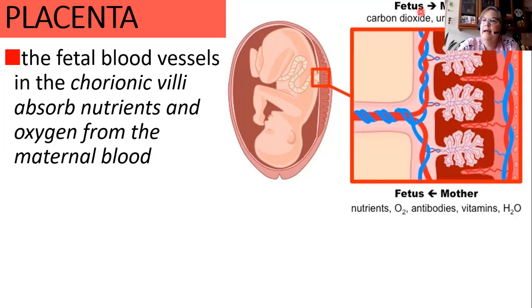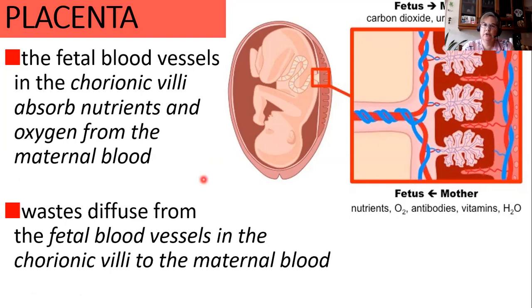So again, we want to look at where that exchange is happening, right? The waste products, carbon dioxide, urea, so anything that's extra is going to go to mom. And then the nutrients, right? The oxygen, antibodies, vitamins, all that stuff is going to diffuse from mom into the chorionic villi where the blood vessels are, and then up through the umbilical cord. Okay. All right. So just understanding that that exchange does not involve the blood mixing together. Okay.